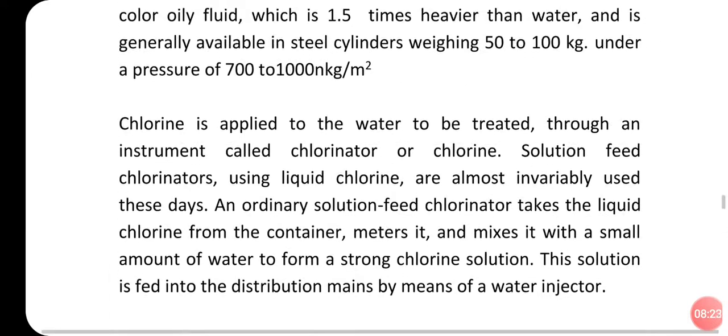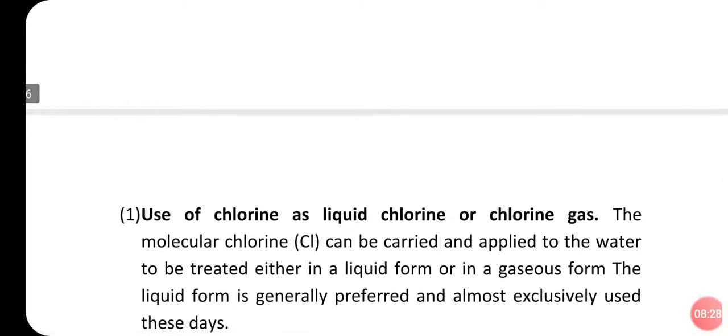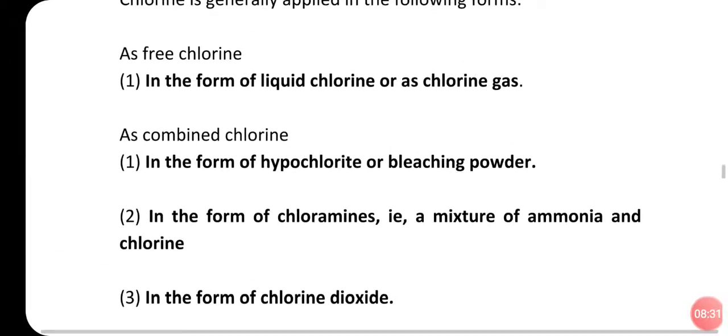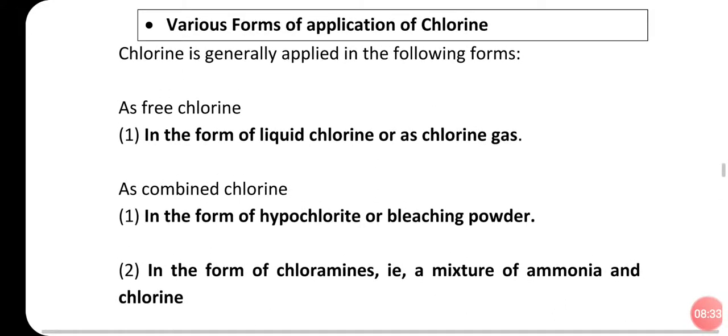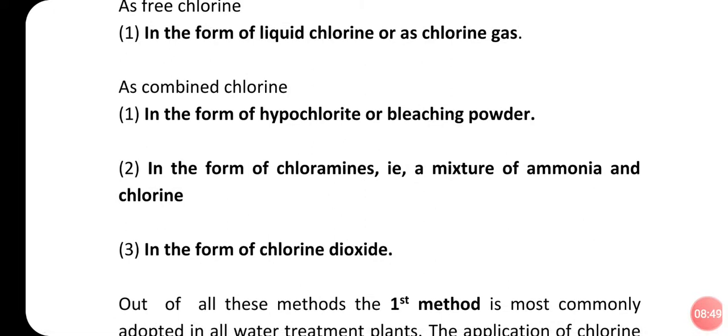So what are the forms of chlorination? Forms of application of chlorine. Once again we will revise it. Okay. These are the forms of chlorination. So that is, as free chlorine, that is in the form of liquid chlorine or chlorine gas, and in the form of hypochlorite or bleaching powder. And the second one is in the form of chloramines, that is a mixture of ammonia and chlorine. So here when the chlorine is mixed with ammonia, it reacts with ammonia and forms the chloramines.